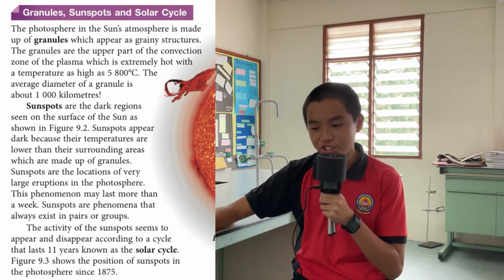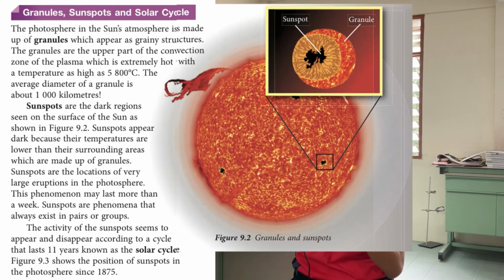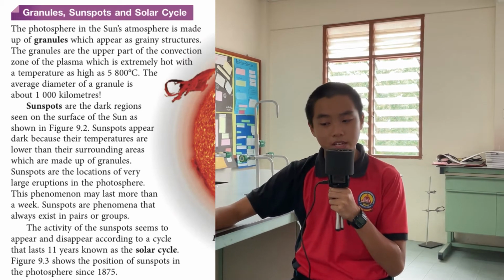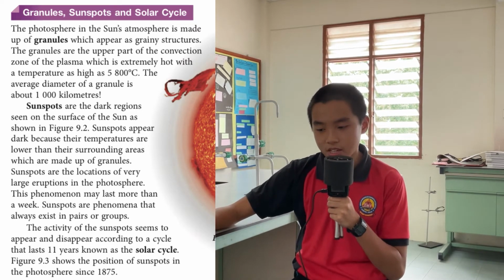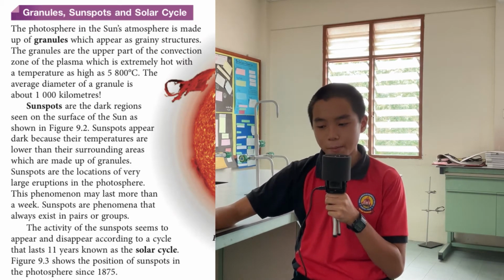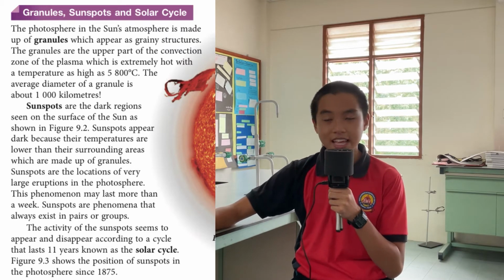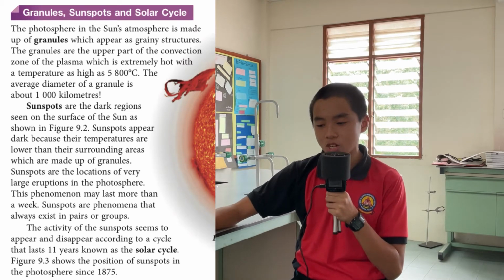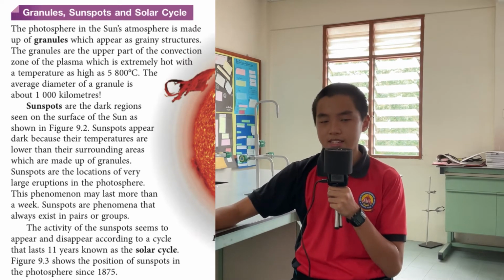Sunspots are the dark regions seen on the surface of the Sun as shown in figure 9.2. Sunspots appear dark because their temperatures are lower than their surrounding areas, which are made up of granules. Sunspots are the location of very large eruptions in the photosphere. This phenomenon may last more than 1 week. Sunspots always exist in pairs or in groups. The activity of the sunspots appears and disappears according to a cycle that lasts for 11 years, known as the solar cycle. Figure 9.3 shows the position of sunspots in the photosphere since 1875.